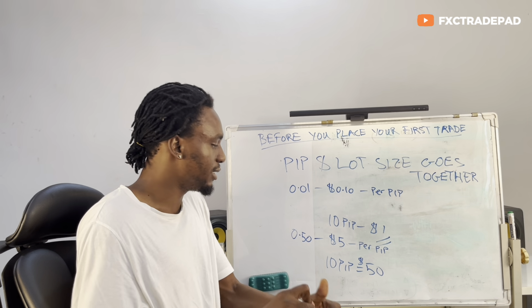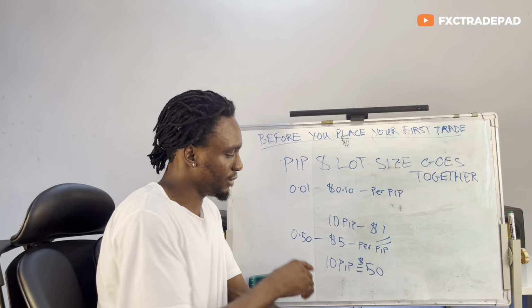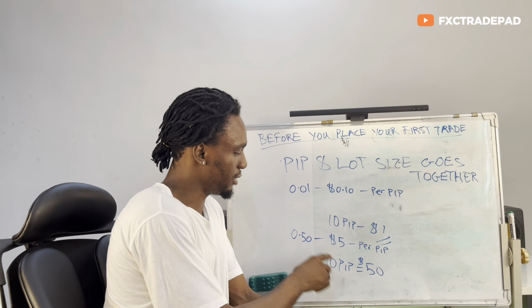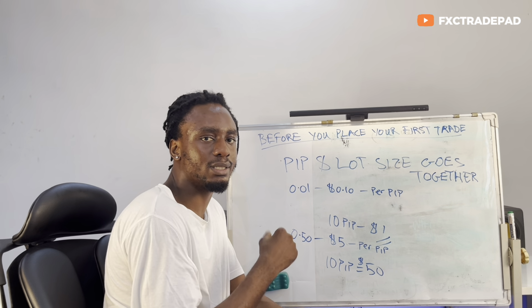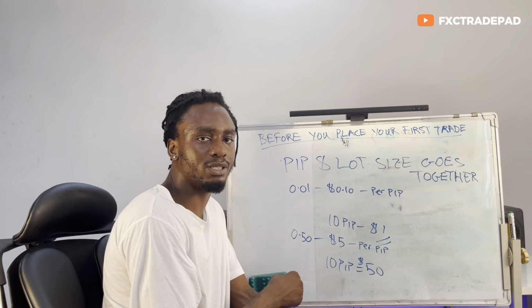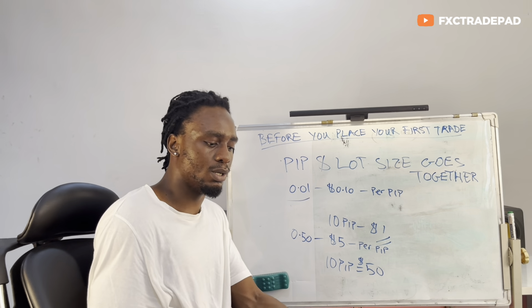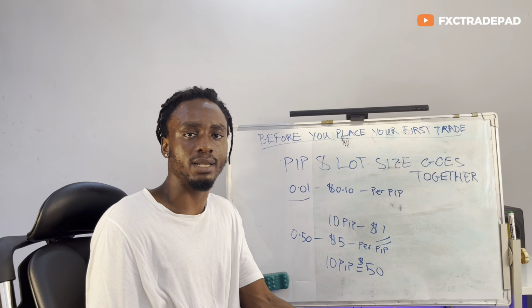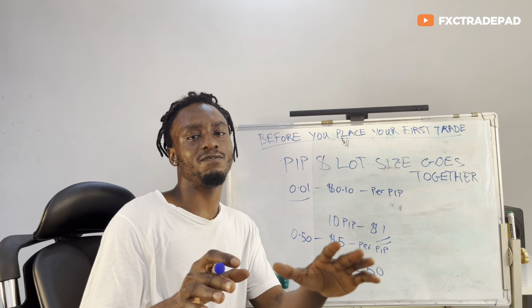So you can see the higher the lot size you choose, the higher the money you make, and the smaller the lot size you pick, the smaller the money you make. This all depends on your account size. If you have little money, that's why you need to start with micro, these little ones, so you won't end up losing your whole money. Now we are done with the basics of forex trading.